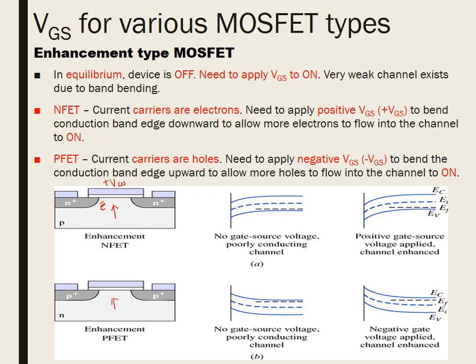For PMOSFET, the current carriers are holes. We need to apply negative VGS to bend the conduction band edge upward, to allow more holes to flow into the channel to turn it on.